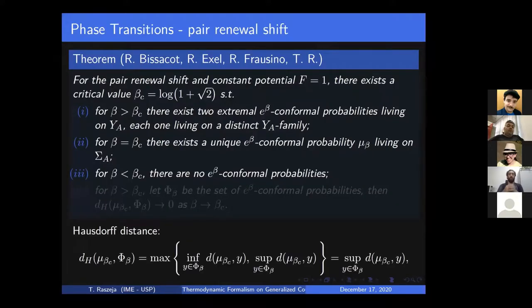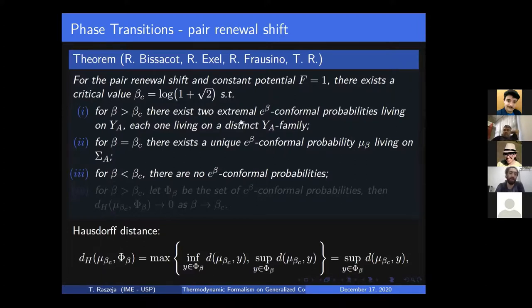Further, if the potential is constant equal to 1, you can again determine the critical value at which the phase transition actually occurs. For example, this is the critical value, and these are the conditions basically from the last theorem. So if beta is greater than the critical value of beta, we have the two extremal conformal measures.